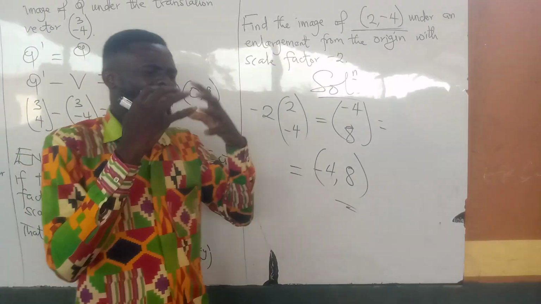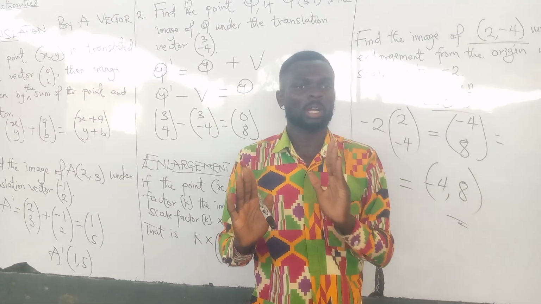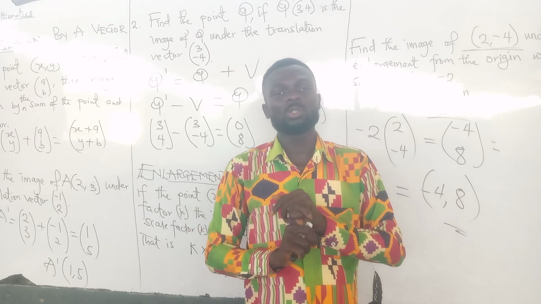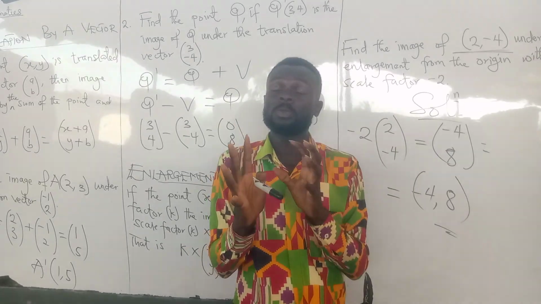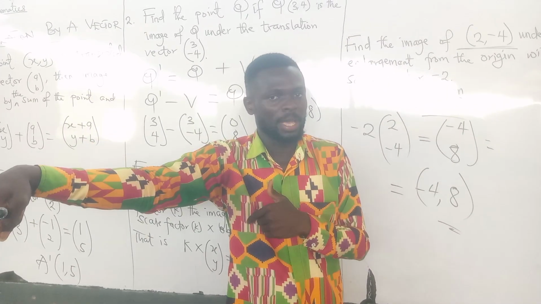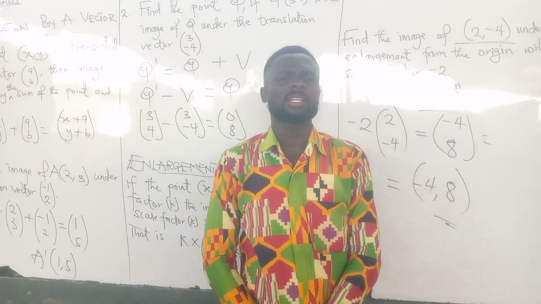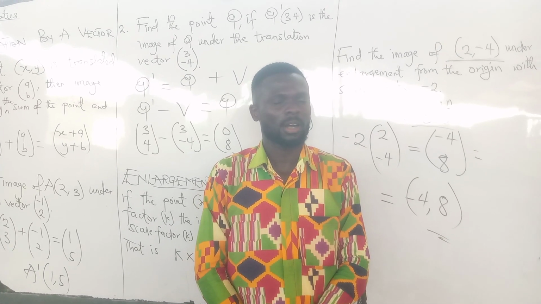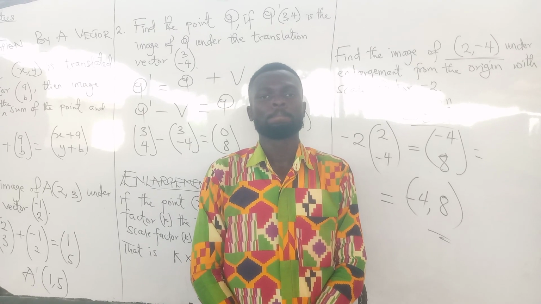This is how you perform the operation with scale factor k and a translation vector. For the translation vector, we add the object to the vector to get the image. But with the scale factor, you multiply. Let's go to our graph and see how to answer questions on the graph when it comes to scale factor and translation by a vector.